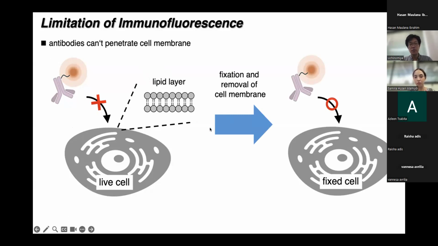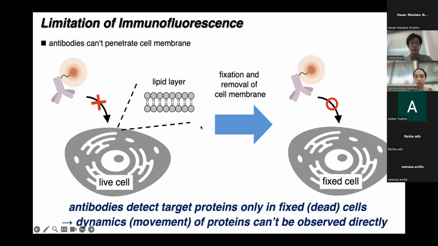So in the case of fixed cells, I mean the cells that don't have the cell membrane, in this case the antibody can penetrate and go inside the cell. However, a fixed cell means a dead cell. That's why we cannot conduct live cell imaging with the antibody technique, which means the dynamics of protein cannot be obtained directly.